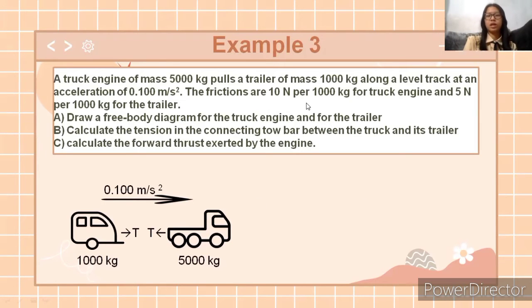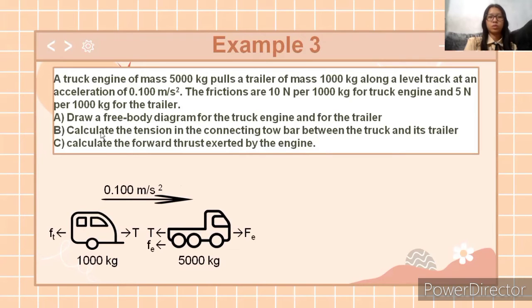The frictions are 10 Newton per 1,000 kg for the truck engine and 5 Newton per 1,000 kg for the trailer. So the friction of the truck is Fe, or F engine, and the friction for the trailer is Ft, or friction trailer. Last, there is forward thrust exerted by the engine.